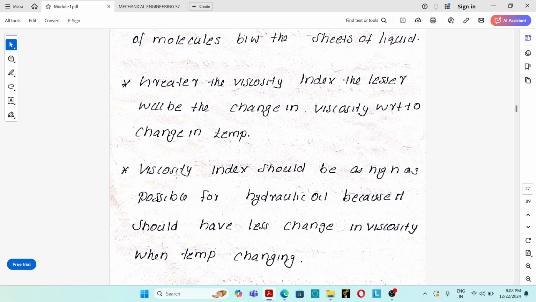Once more, see, viscosity index is an arbitrary measure of change in viscosity with respect to change in temperature. When the temperature changes, viscosity also changes. So viscosity index tells you how well a fluid, hydraulic oil, can protect its viscosity when temperature changes. Hydraulic oil should have a greater viscosity index value because there should be less change in viscosity with respect to change in temperature.